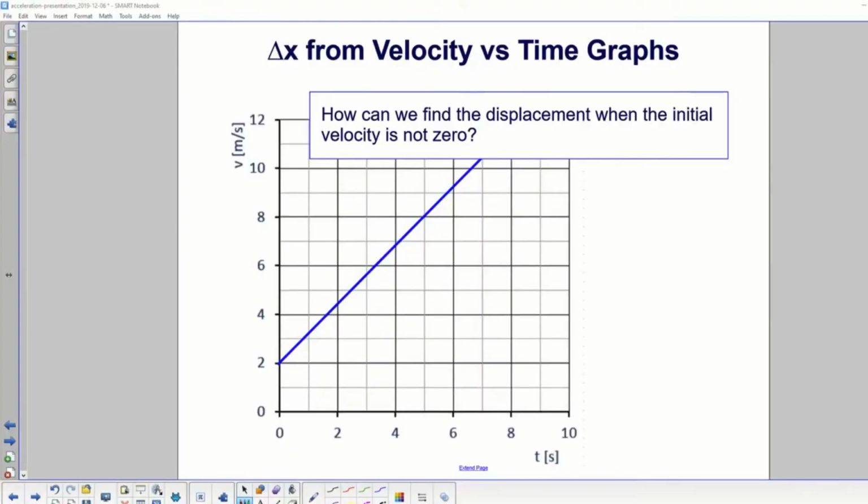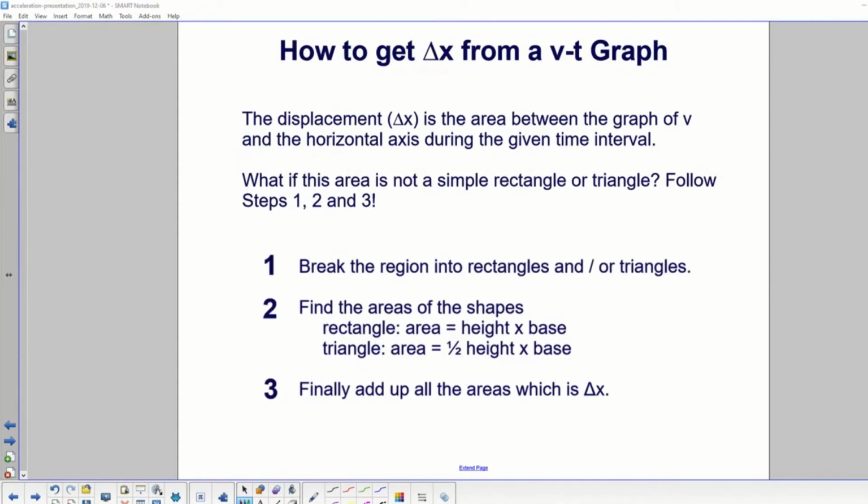Next question: how can we find the displacement when the initial velocity over here is not 0? We've shown how the displacement is the area between the graph of v, the curve that shows the velocity, and the horizontal axis, time, during the given time interval. But what if the area is not a simple rectangle or triangle? Well, we have some steps here.